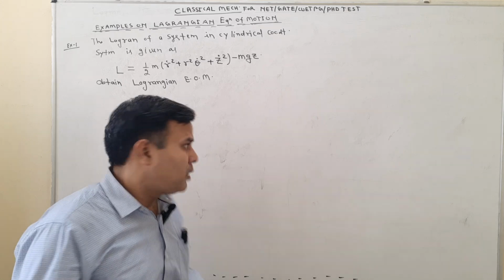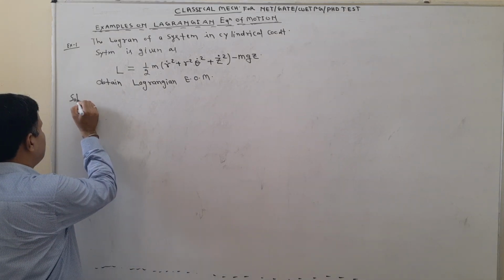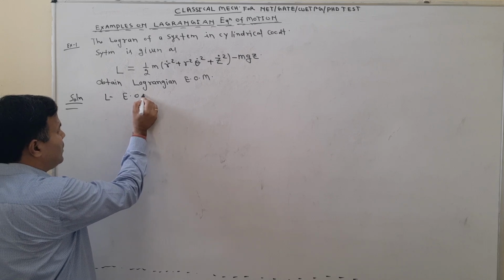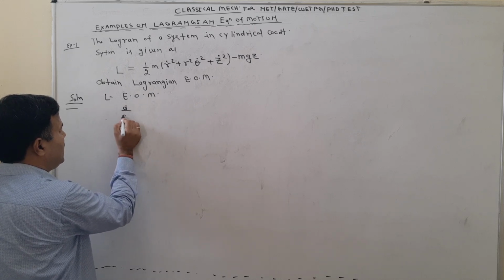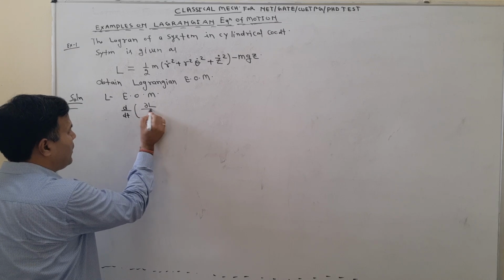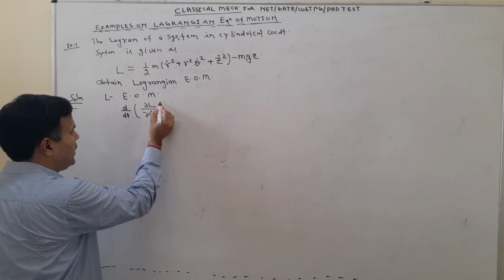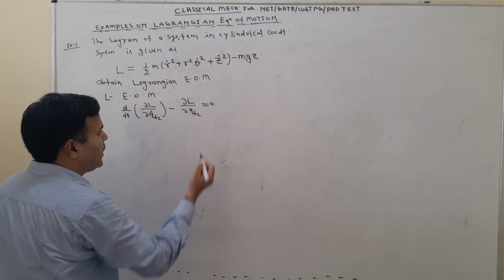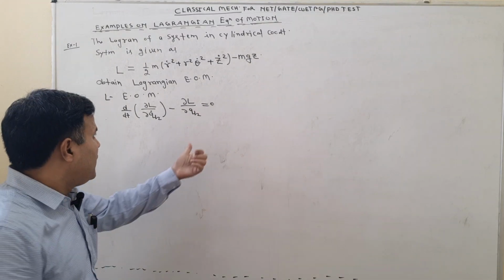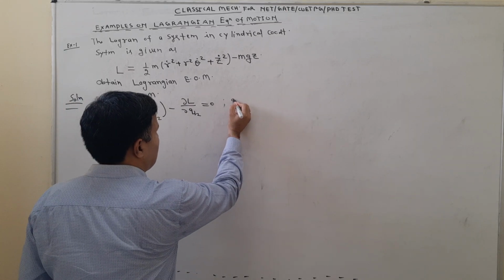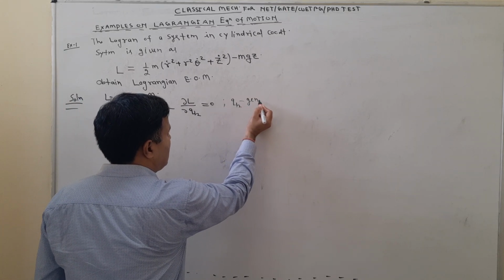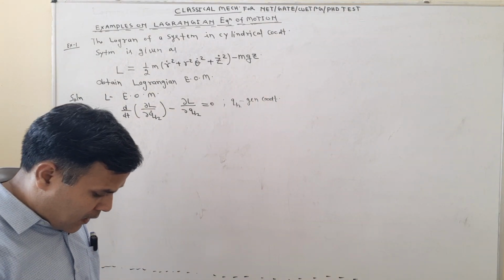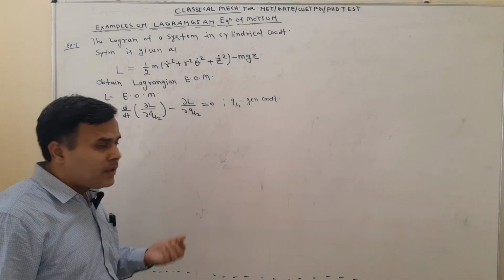So the Lagrangian equation of motion is simply d by dt of del L upon del qk dot minus del L upon del qk, equal to 0. This is for a conservative system, and where qk is the generalized coordinates. So in this case, what is our job?